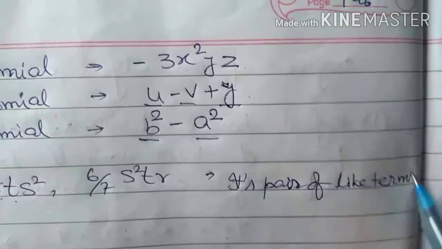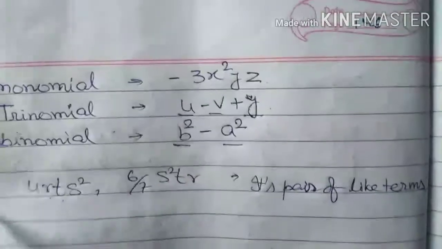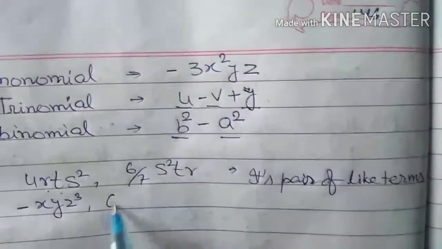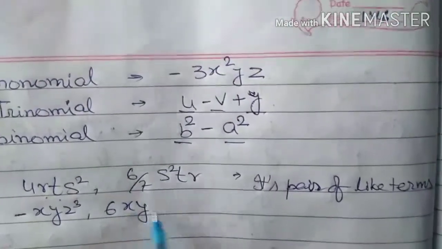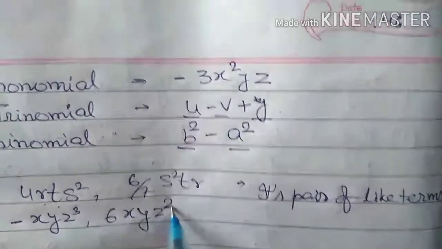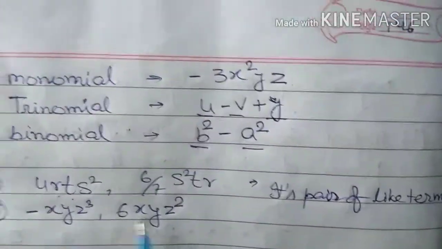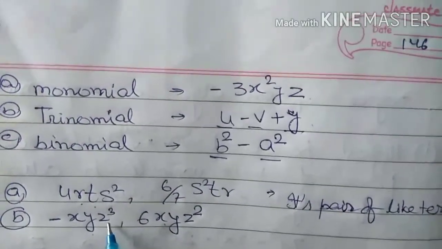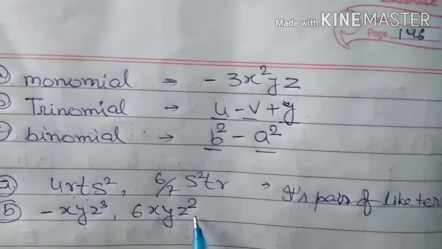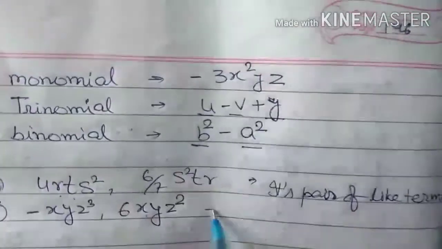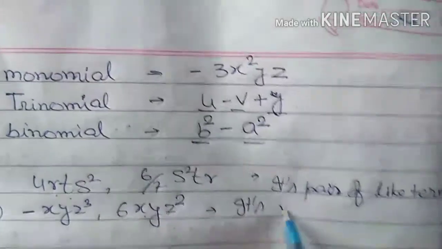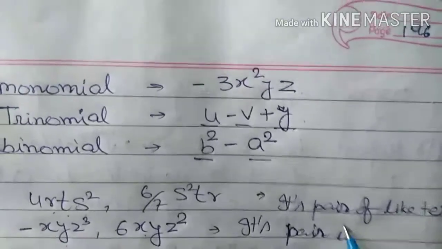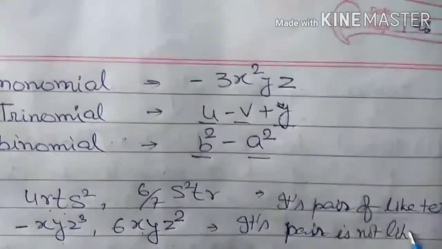The next one is B, which is minus x y z to the power cube, and the next one is 6x y z to the power 2. Look here, both terms have x, both terms have y, but here z to the power 3 and here z square, z cube and z square. So this pair is not like terms.